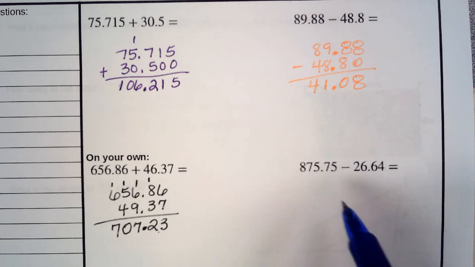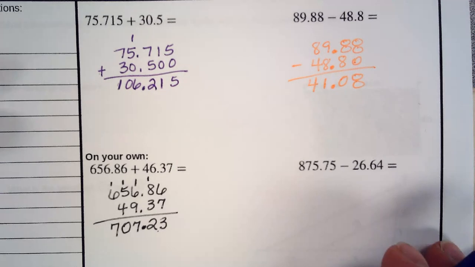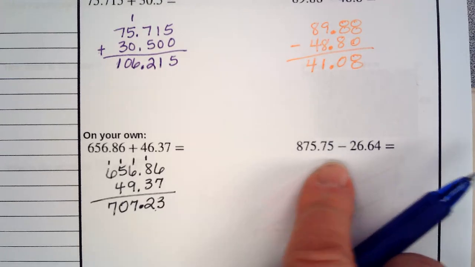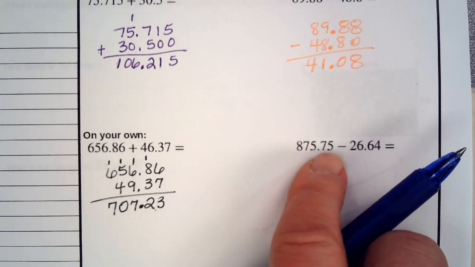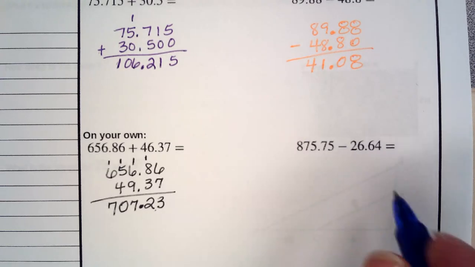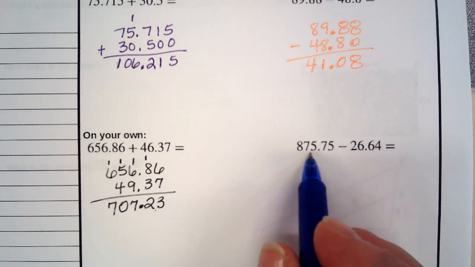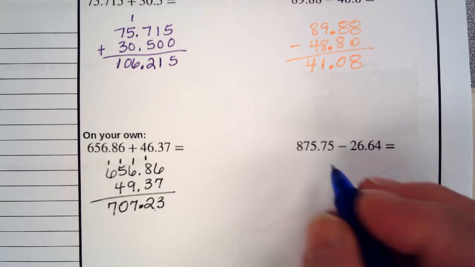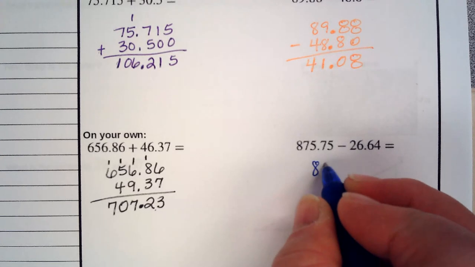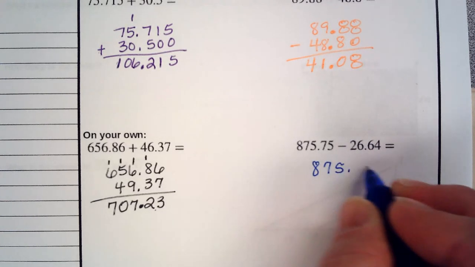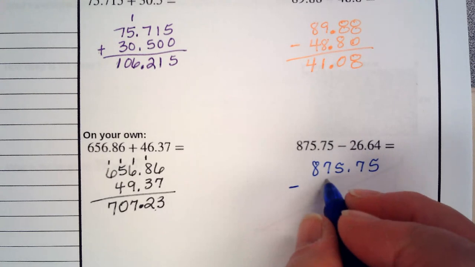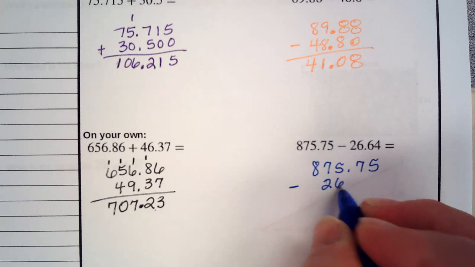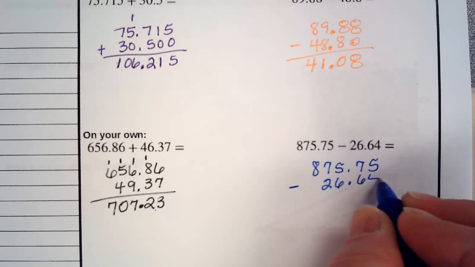Okay. Did you get that right on your own? I hope so. Once again, we're going to set it up. I've got 2 numbers after my decimal, 2 numbers after my decimal there. This one starts in the hundreds, but this one starts at the tens. So the 26 goes under the 75.64.